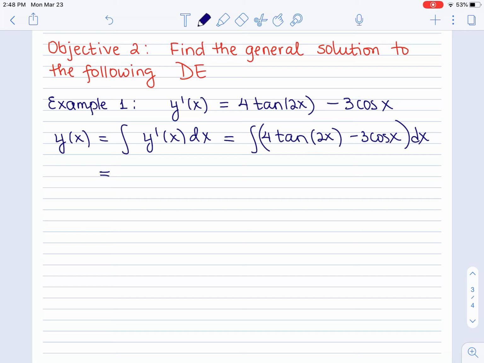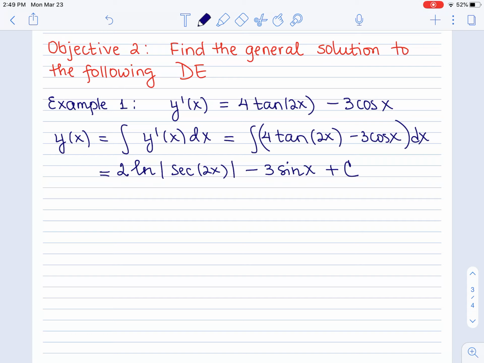And at this point, we've integrated tangent enough times to know what that is. This is the natural log of absolute value of secant 2x, right? And by the chain rule, it would be 4 divided by 2, so the constant is 2, minus what? Minus 3 sine of x and plus some constant c.